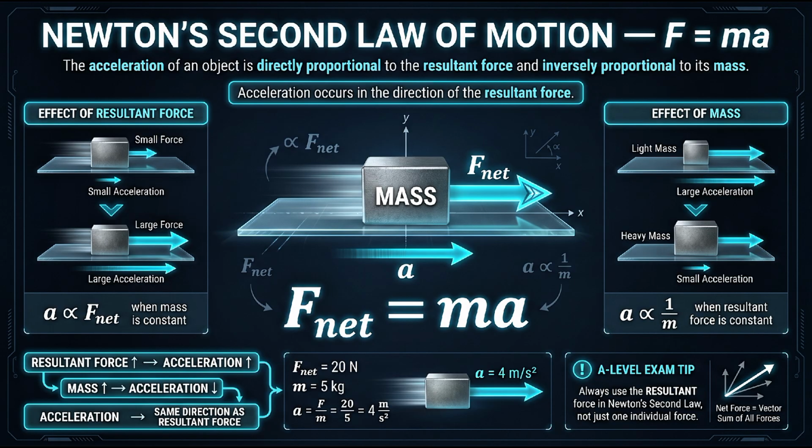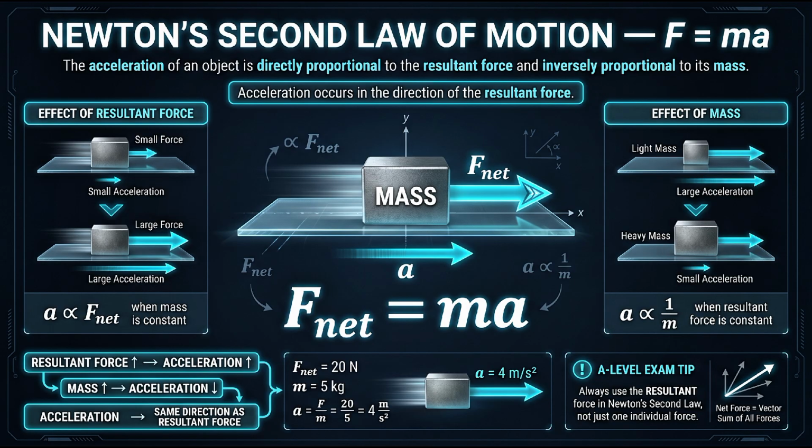Therefore, the object accelerates at 4 meters per second squared in the direction of the resultant force. The direction of acceleration is extremely important. Acceleration is not necessarily in the direction of an individual applied force, it is in the direction of the resultant force. For example, suppose a block experiences a 20 Newton force toward the right and a 5 Newton force toward the left. The resultant force is 15 newtons toward the right.